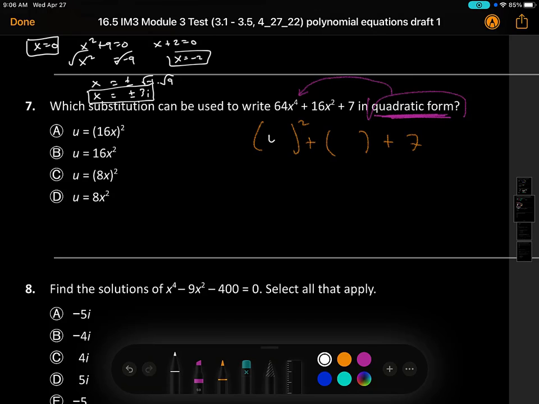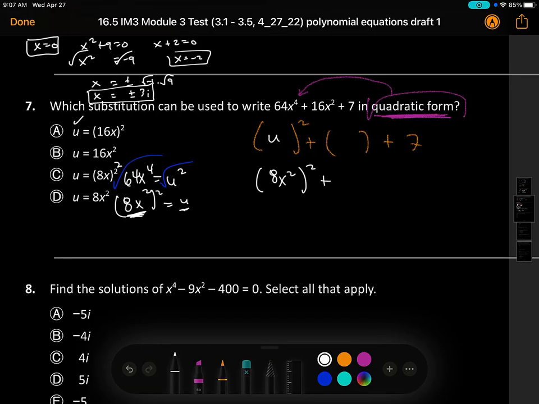So let's put a u here. So u squared, because I see the u's over here, equals 64x to the 4th. And if I take the square root of both sides, the square root of 64 is 8, and the square root of x to the 4th is x squared. Because the opposite of that is if you just square it, you will get what's above. So that basically means that the u is equal to 8x squared. Let me just write that out so you can see this.